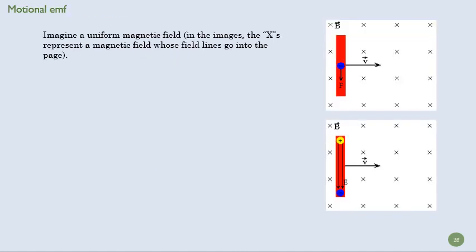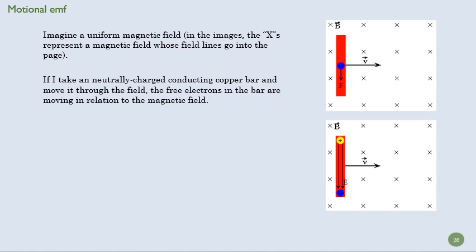So let's think about how that works. How do we create an electric field? In other words, how do we create a current with a magnetic field? So imagine we have a uniform magnetic field, which is what this image is over here. Those X's are the magnetic field being pointed into the page. If I take a neutrally charged conductor and I move it through this space, there are electrons in here, right? Charged particles that are now moving in relation to a magnetic field and moving, importantly, perpendicular to that magnetic field. So there's going to be a force.